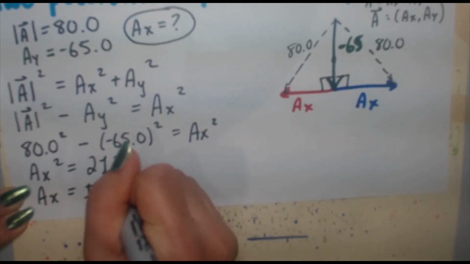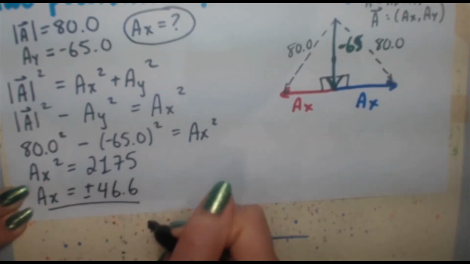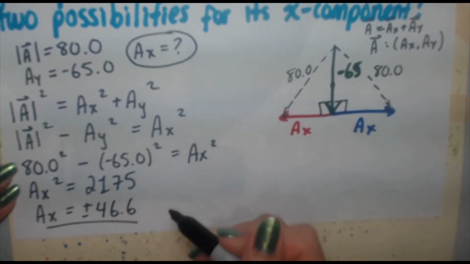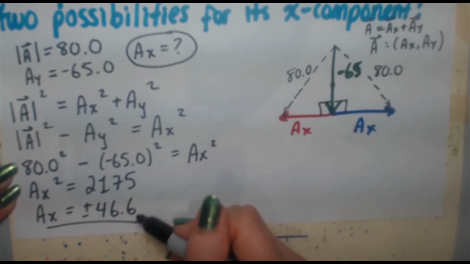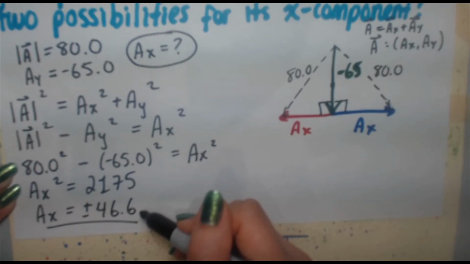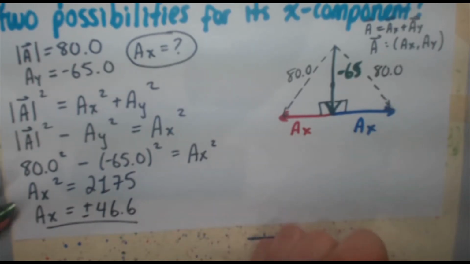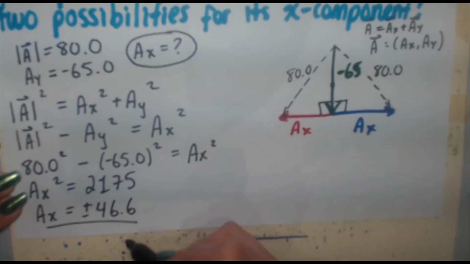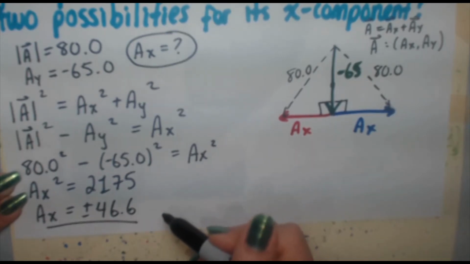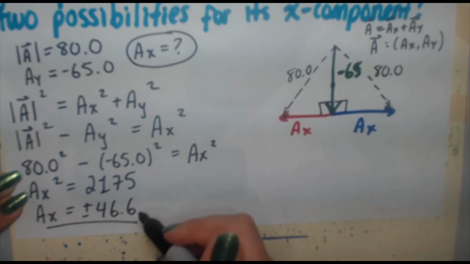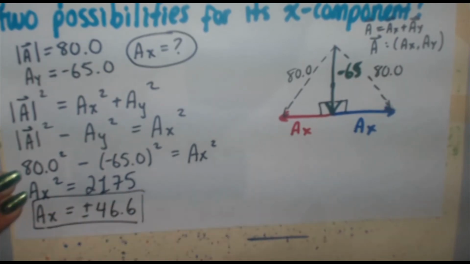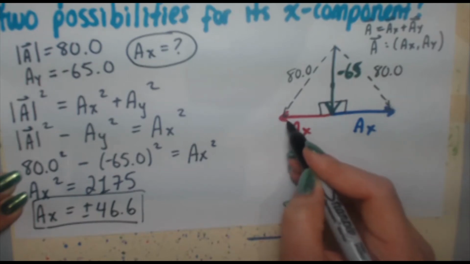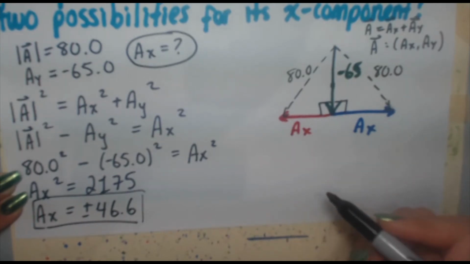plus or minus 46.6. Now, just take note here, when you enter this in the calculator, when you do the square root of 2175, it will only give you the positive root. But you know, as physicists, right, that a negative number squared is going to be a positive number, and a positive number squared also gives you a positive number. That's why our roots can be positive and negative, and that shows our positive root and our negative root. Okay, those are the two answers.